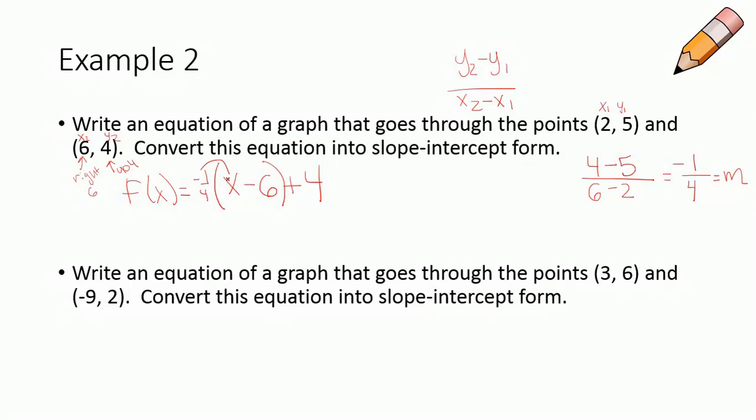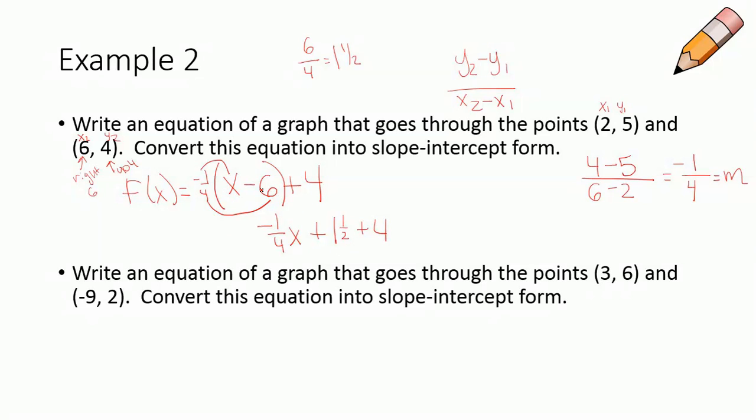Basically, all you need to do is multiply the slope in. So I have negative 1/4 x, and then 1/4 times 6. Well, that's just 6/4, which is the same as 1.5, right? 6 over 4. That should be 1.5. And then I still have this plus 4 hanging out in the back half.